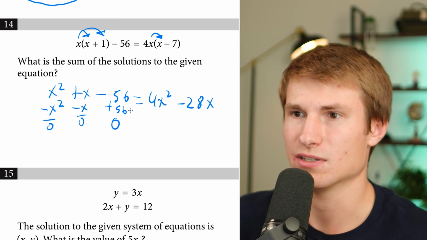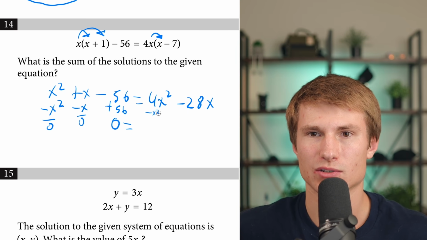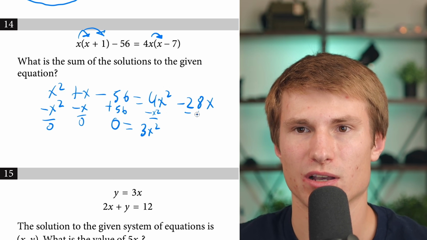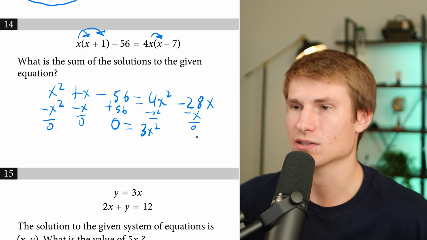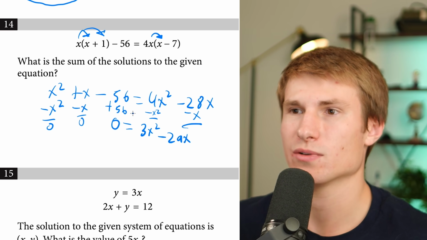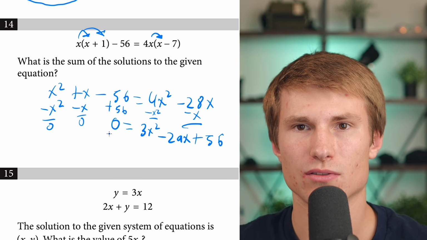We'll have to add 56. Okay, so we're going to end up getting a 4x squared minus x squared. It's going to leave us with 3x squared. We have minus 28x, which we also have to subtract another x. That's going to end up leaving us with a minus 29x. And then we also have this plus 56. So plus 56.